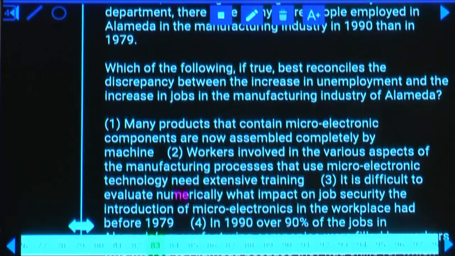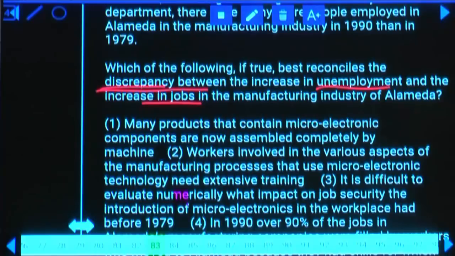Then which of the following, if true, best reconciles the discrepancy between... what do you mean by this discrepancy here? The discrepancy between the statistics released by the department and the statement made by the labor leaders. Labor leaders say that unemployment is increasing, while the department is saying that more and more people are working now compared to 1979. There is a discrepancy between these two. Here he is focusing on the discrepancy between the increase in unemployment and the increase in jobs in the manufacturing industry of Almada.